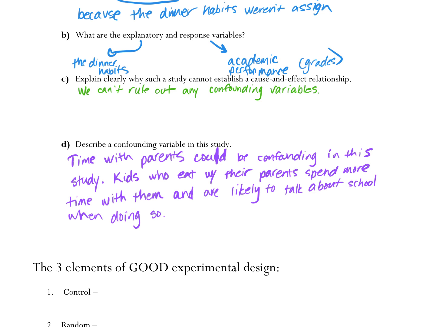Okay. In my response, talking about school and spending more time with parents, I've mentioned how it ties to eating dinner, and I've mentioned how it ties to better grades. So when you talk about confounding, it needs to tie to both variables. The number one mistake I get from students is they say kids talk to their parents about school over dinner, and not talking about how that makes them different from the group that's not. Is everybody good?